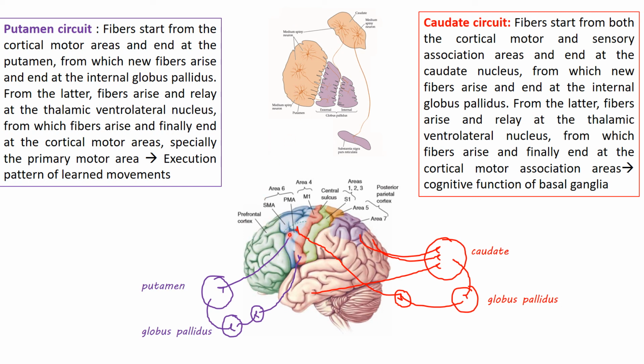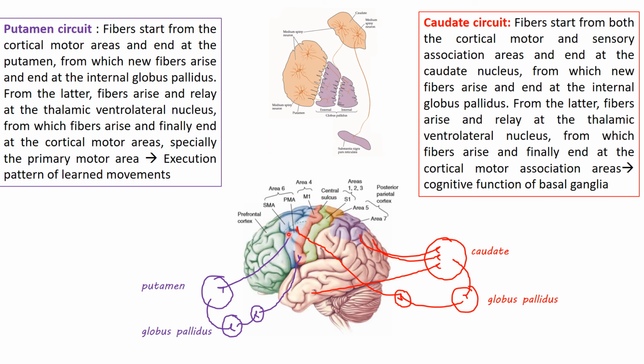If we look to the putamen circuits, usually the fibers will start from the premotor area and the supplemental motor area, and then go to the putamen, and from the putamen to the globus pallidus, especially to the globus pallidus internal segment, and from the globus pallidus internal segment the fibers will go to the ventrolateral and the ventroanterior nuclei of the thalamus, and the fibers will go back to the cerebral cortex to the primary motor area.